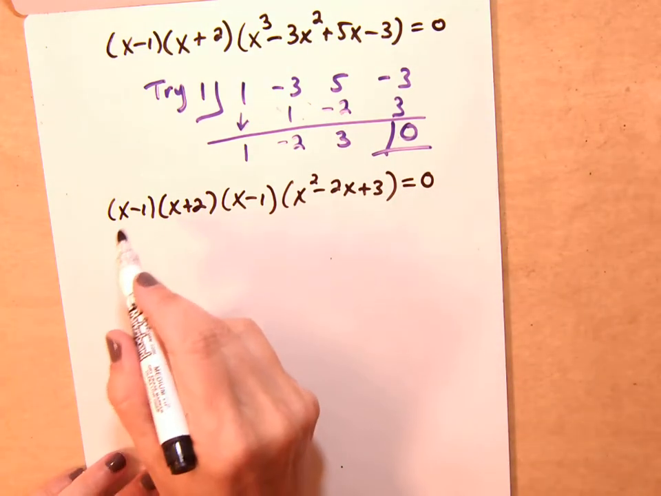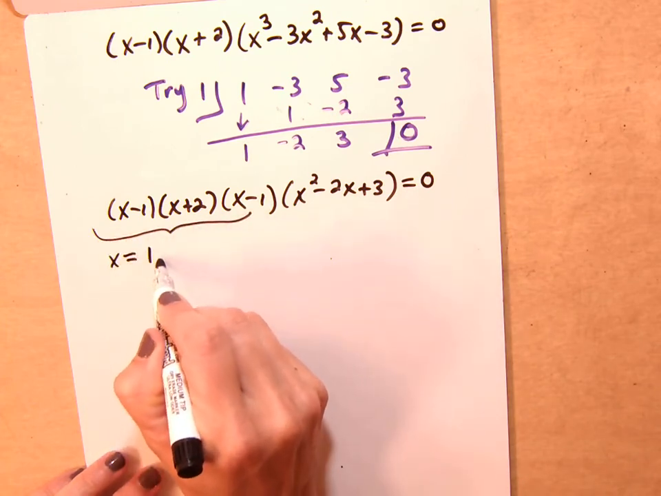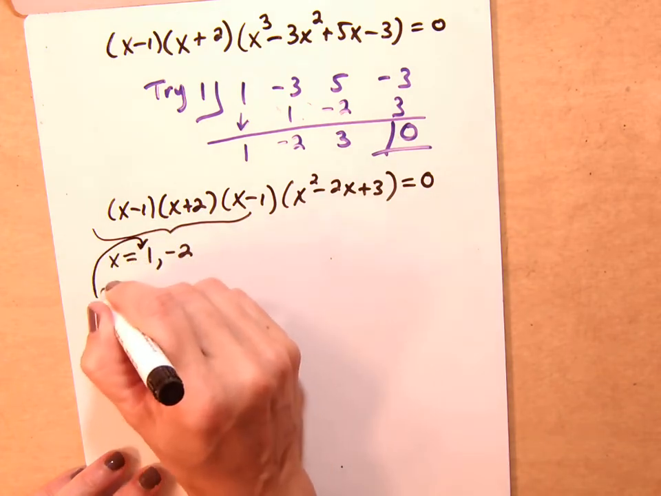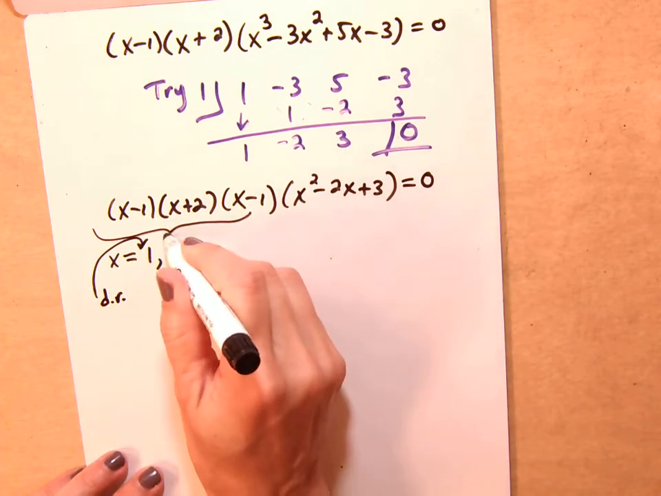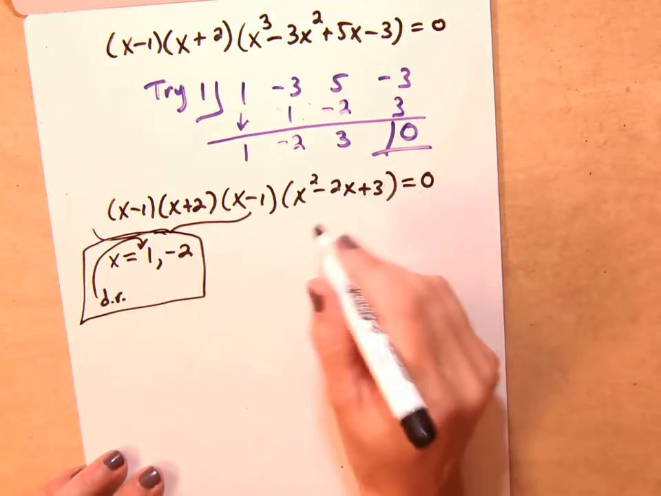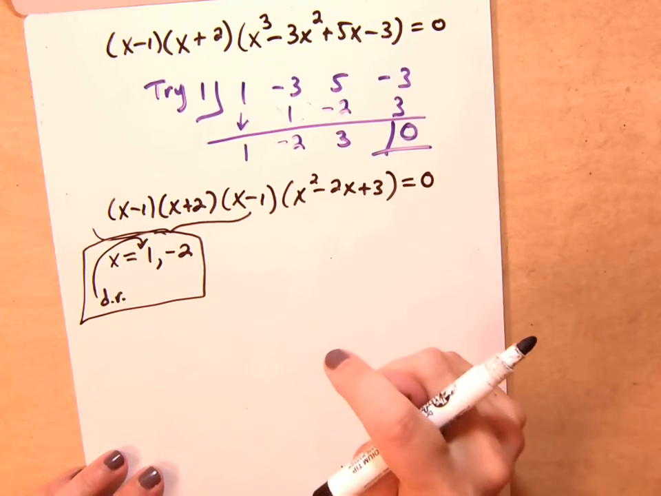So to solve this part, we're fine. We have x equals 1 and negative 2. And this is a double root right here. So that's done. That's part of the answer. But this we gotta solve. Just because you can't factor it doesn't mean it doesn't have solutions.